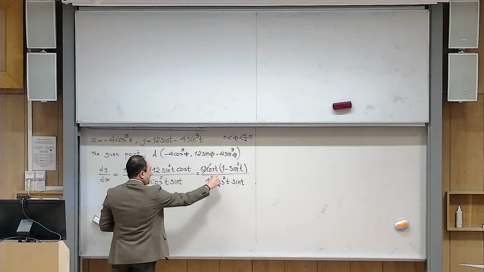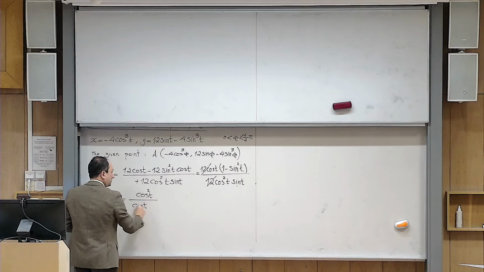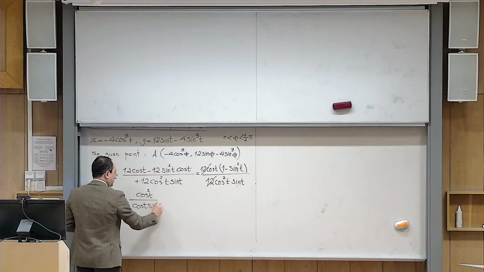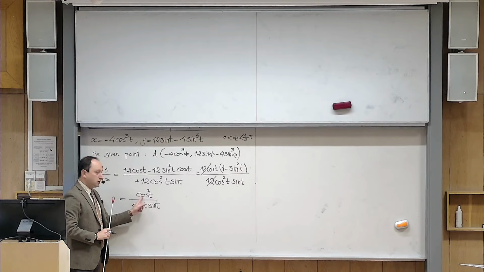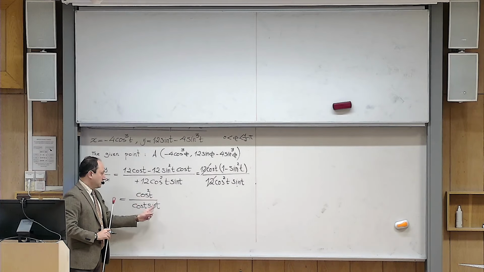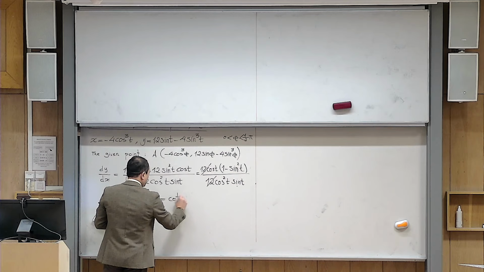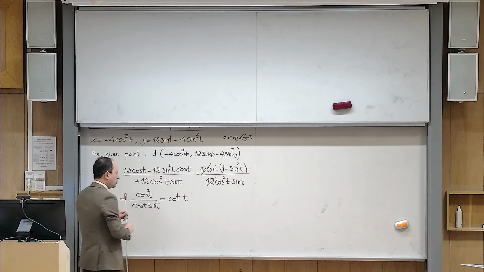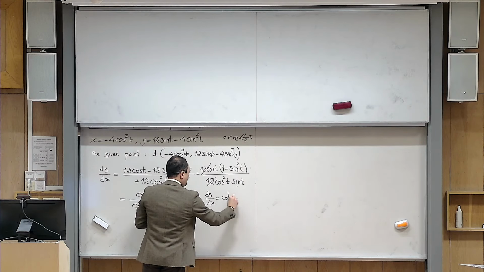So one cosine and one cosine are simplified. One cosine in the denominator is left and one sine is also left there. But one cosine will be cancelled here. A cosine will be left in the numerator. A sine will be left in the denominator, which is cotangent, yes? So we found that the derivative of y with respect to x is cotangent of t.